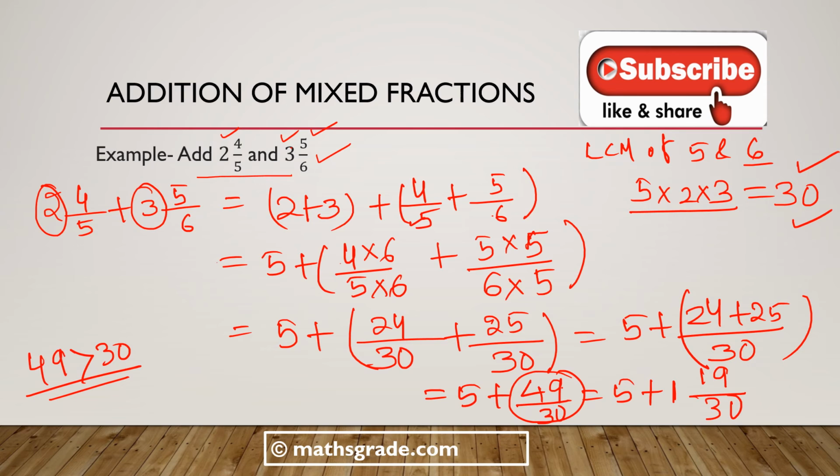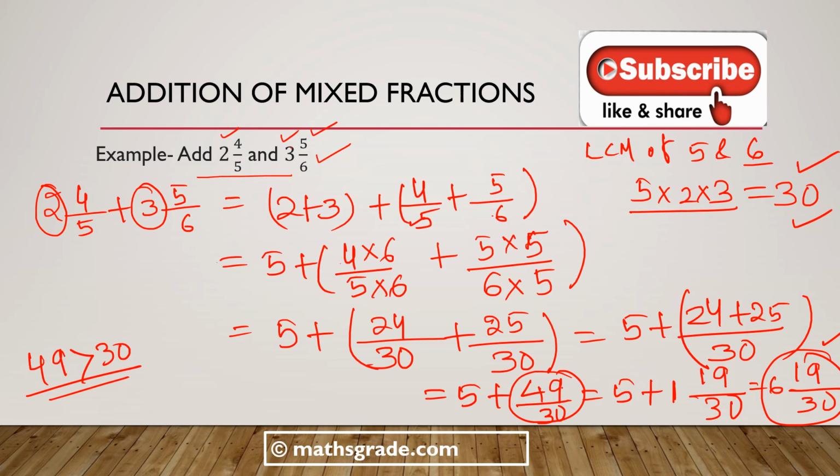Now we get 5 plus 1, add these two whole numbers, that is 5 and 1. 5 and 1 is 6. 6, and the proper fraction 19 divided by 30. We get 6, 19 divided by 30. This is the mixed fraction.